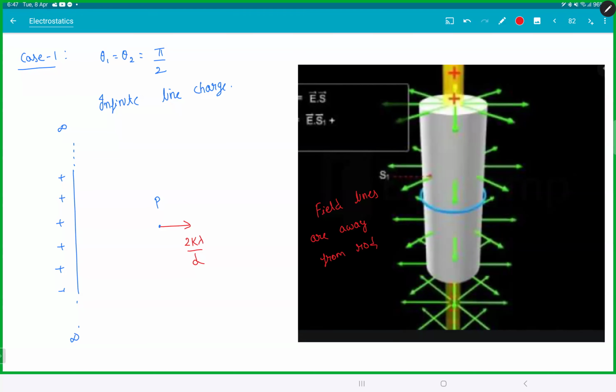Ever seen this thing? Some people have that comb. Comb may have spikes like this, like a cylinder. Have you ever seen a comb? You put the comb and you rotate and you do that thing. So it kind of looks like that. The field lines are coming away from the rod, from the center, in all directions. Clear?